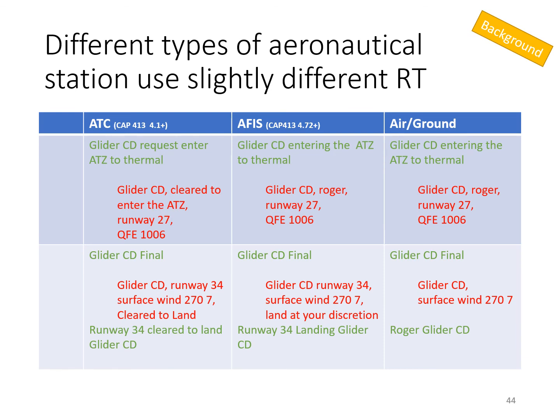On this slide, you can see how the RT phraseology differs between the three types of station. ATC gives clearances and the other two provide information to aircraft in the air. Study this and be prepared to respond accordingly.